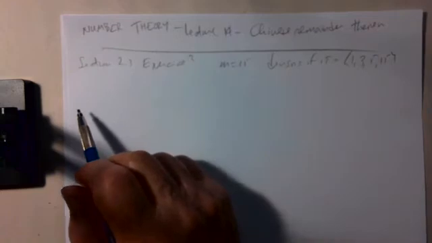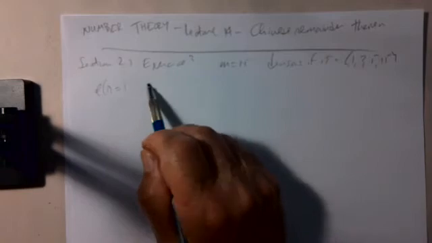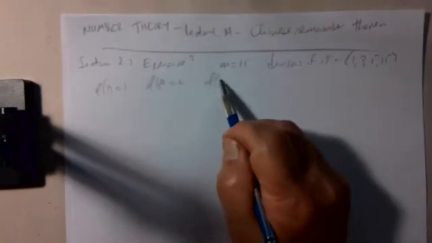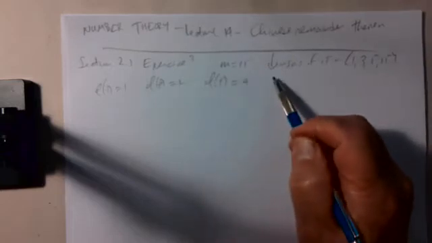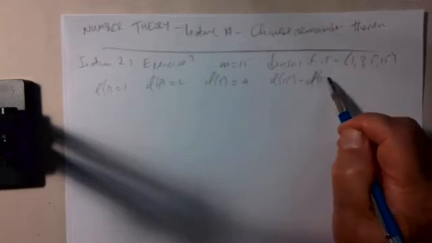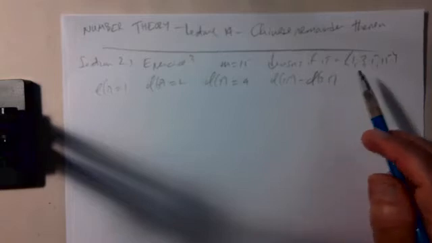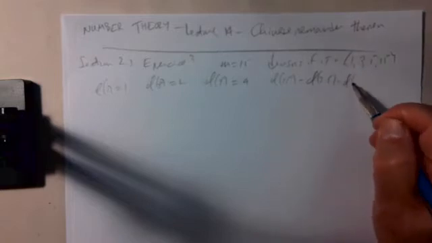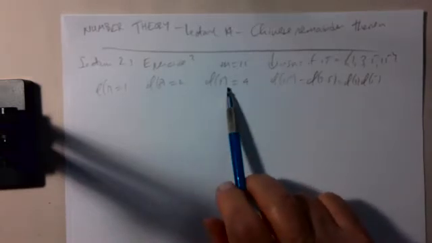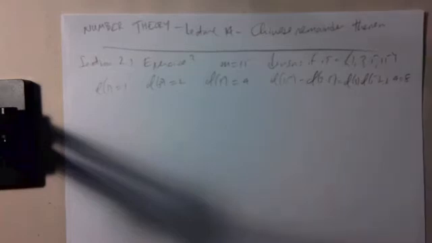And if we calculate the Euler-Phi function for each of those numbers, phi of 1 is 1, 3 is a prime, so phi of 3 is 2, 5 is a prime, so phi of 5 is 4, and phi of 15 is phi of 3 times 5, because 3 times 5 is 15. And 3 and 5 are relatively prime, so this is phi of 3 times phi of 5. And phi of 3 is 2, and phi of 5 is 4. So this is 2 times 4, or 8.